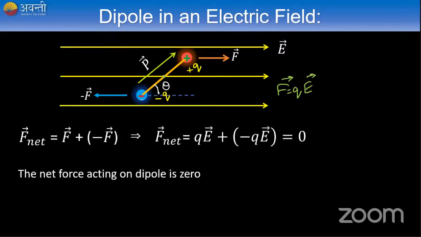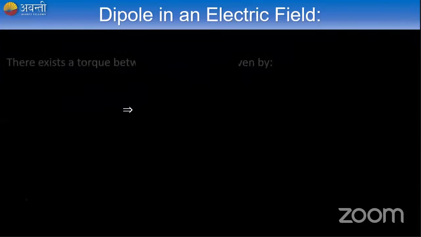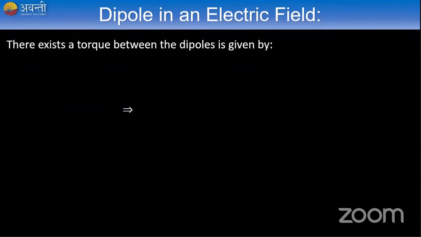Then the net force acting on a dipole at the midpoint of the dipole is 0, but there exists a torque on the dipole. In what direction would I get my torque? What is the torque, guys? What is the general expression for torque? We learned it in 11th, right? Torque tau is equal to, yes, force into displacement or force into perpendicular distance.